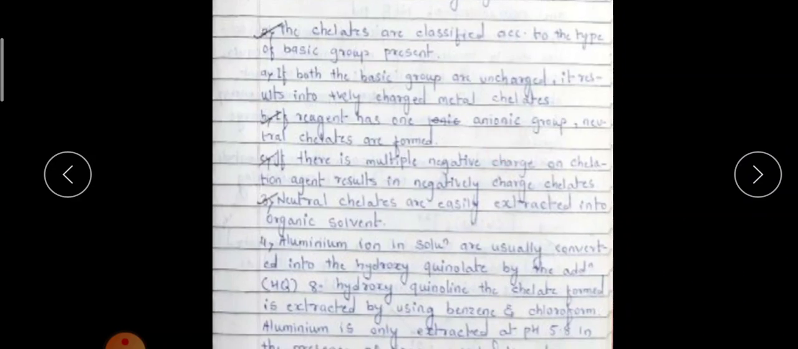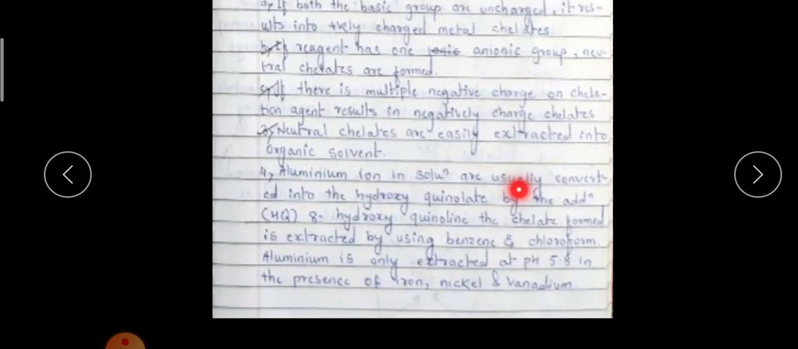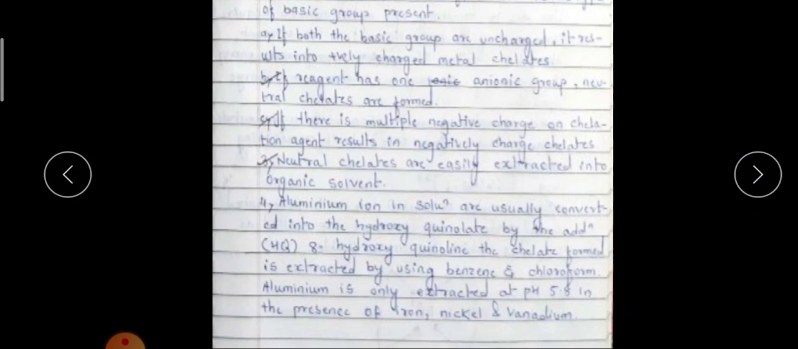Aluminium ions in solution are usually converted into the hydroxyquinolate by the addition of 8-hydroxyquinoline. The chelate form is extracted by using benzene and chloroform. Aluminium is only extracted at pH 5.8 in the presence of iron, nickel and vanadium. At equilibrium it is as follows: HQ organic plus Mn+ aqueous gives you MQn organic plus nH+. The equilibrium is dependent upon the H+ ion concentration, hence pH control is necessary.